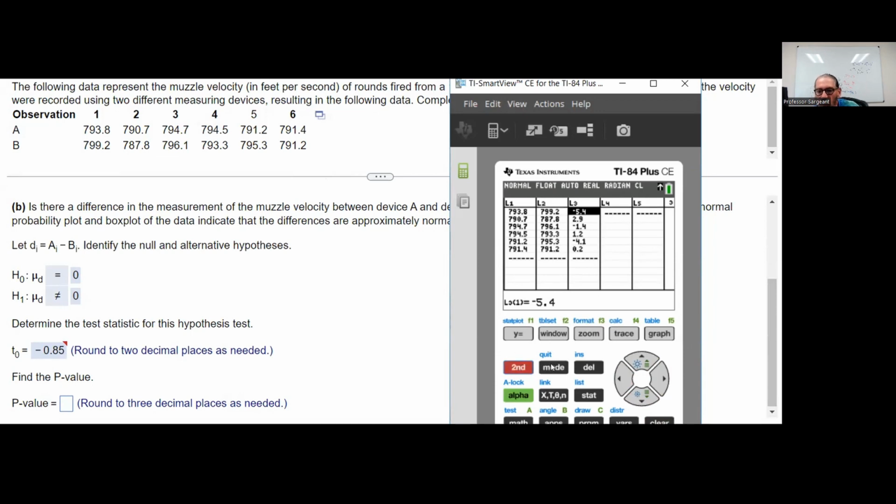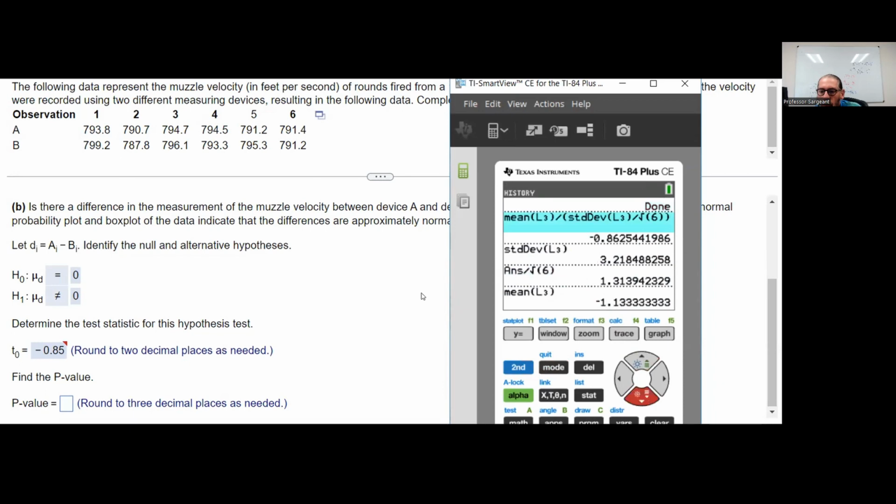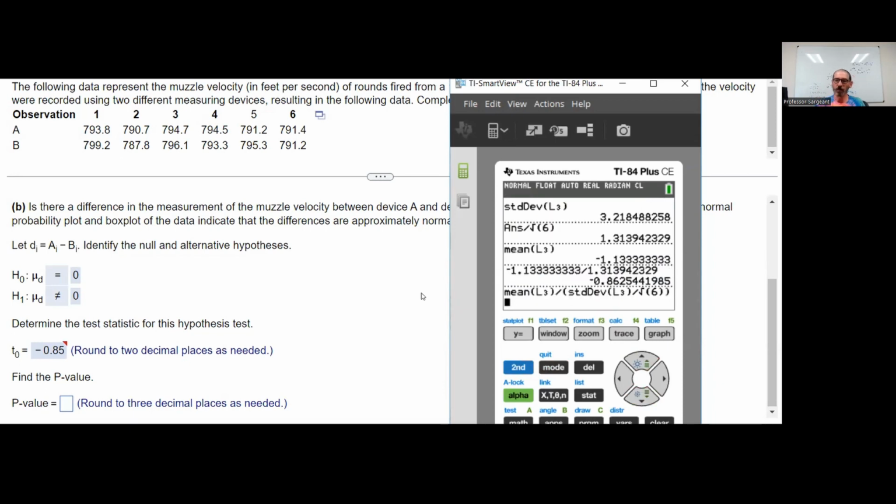And now that it's given a difference of negative 4.1 there in that row, if I go back up here, now that it's repopulated what's in list 3, that would round to negative 0.85. Okay, so just one typo. I did not intend to do that, but this is worth seeing.